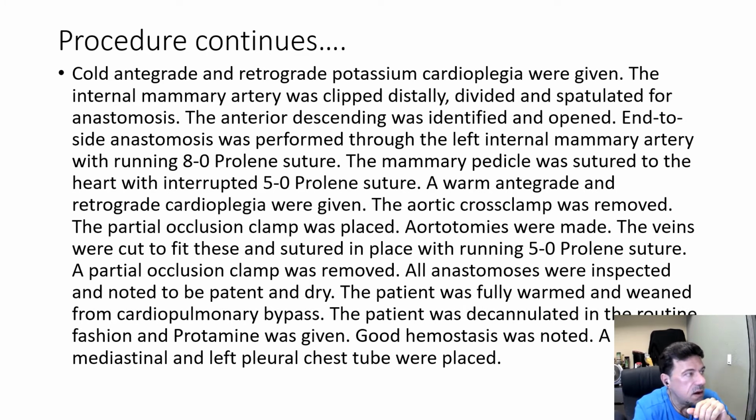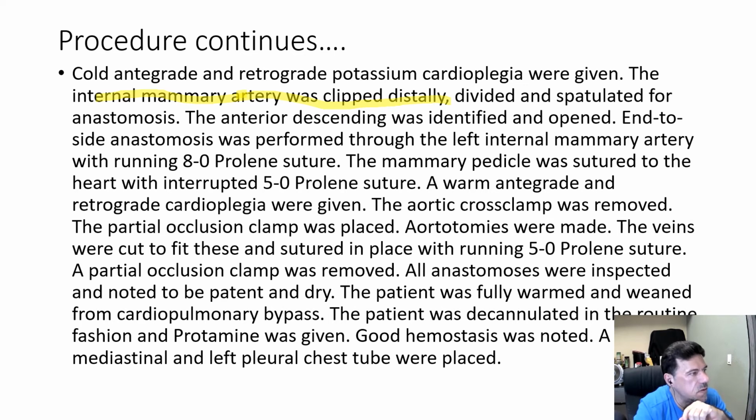Now let's go to the report. Co-antegrade and retrograde protection cardioplegia were given. The internal mammary artery was clipped distally, divided and spatulated for anastomosis. They're going to use the internal mammary artery. That's another bypass, so it's going to be internal mammary artery to another coronary artery that we're going to read now.